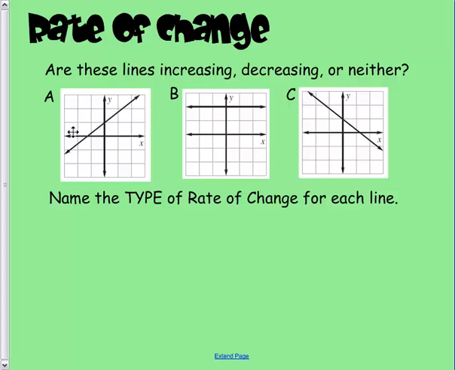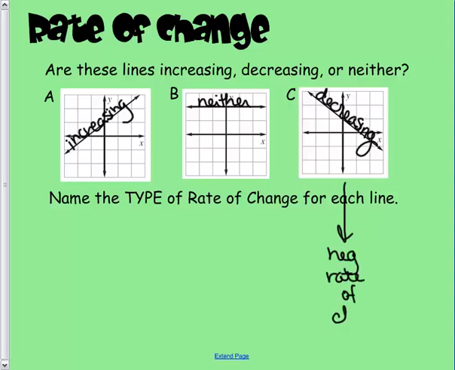If we look at this line from the left to the right, it's increasing. This one is neutral from the left to the right, so it's neither. And this one, if I look from the left to the right, it's decreasing. This would be a negative rate of change, while this one would be a positive rate of change.